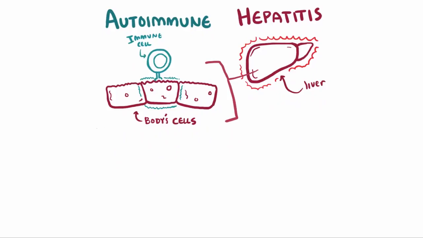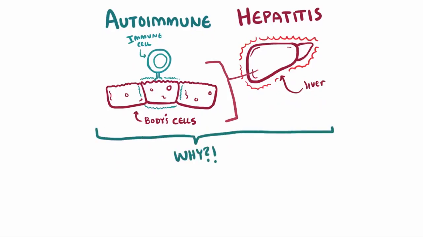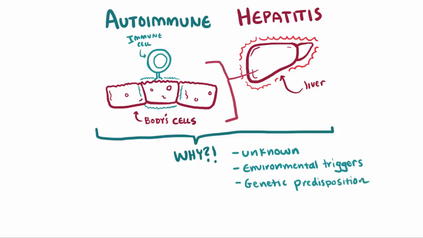Like many autoimmune diseases, the root cause of autoimmune hepatitis is ultimately not super clear. But some researchers think it's a combination of environmental triggers and genetic predisposition. It tends to occur most often in young women, and the female-to-male ratio is about 4-to-1.